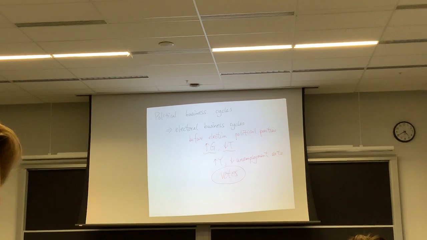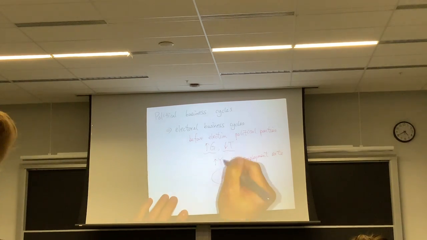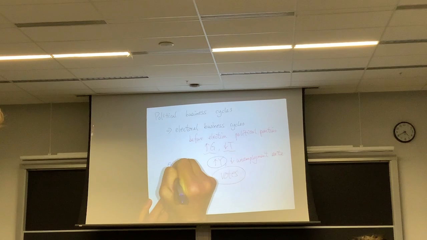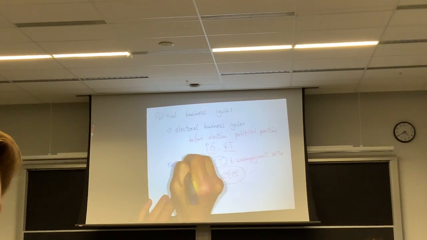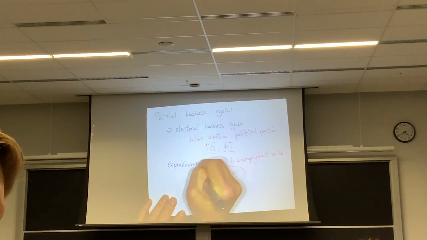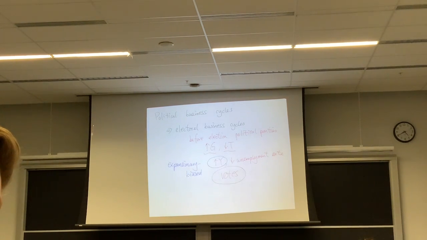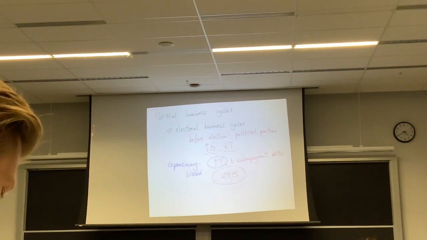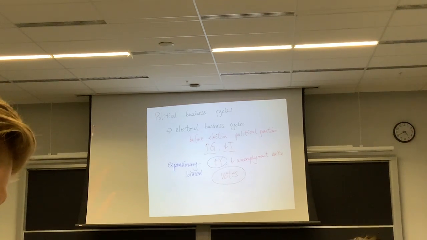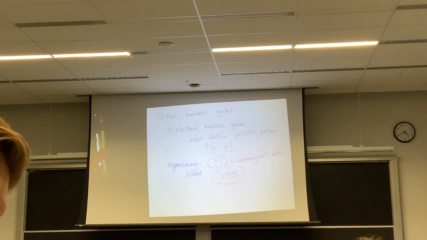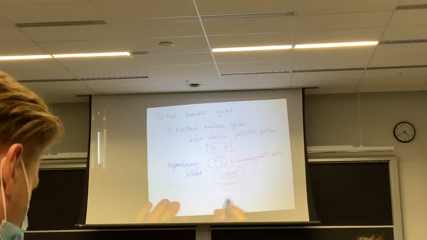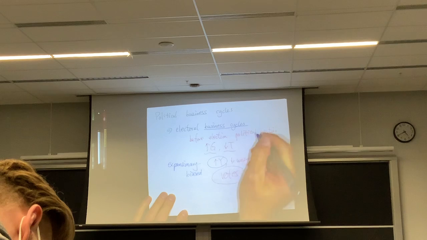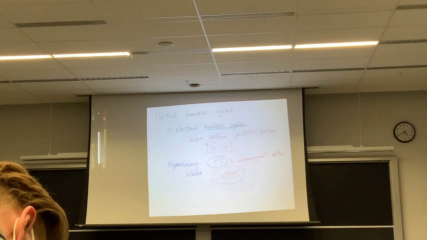And by doing this, there is always an expansionary bias. When it comes to an election, in order to make people happy and win votes, they have to boost output and lower the unemployment rate. And that triggers an upswing, a booming economy.